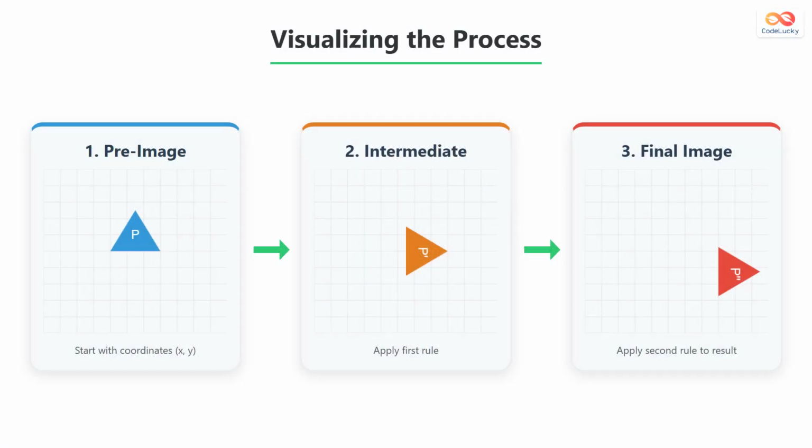Let's visualize this process. You start with your preimage. You apply the first rule to get an intermediate image, which we often call P'. Then, you apply the second rule to that intermediate image to get your final result, P''. It is a chain reaction.